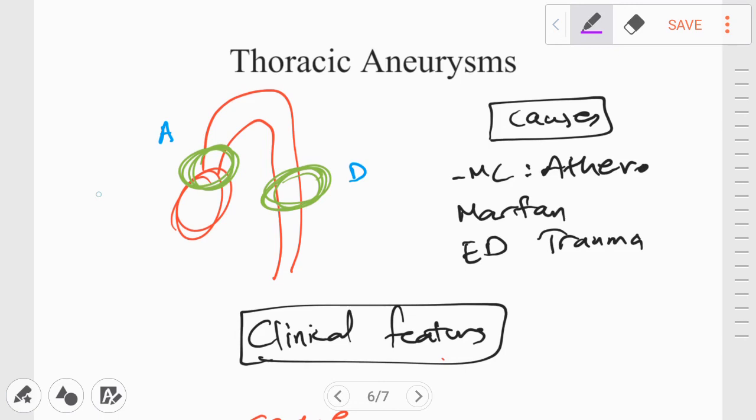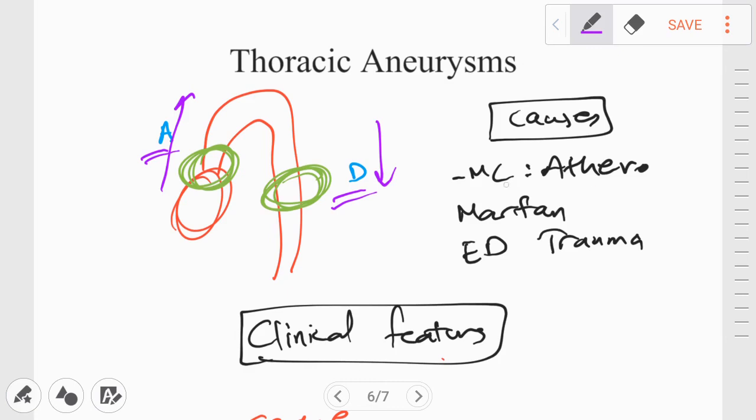Right. So the last part that we have to talk about is the thoracic aneurysms. For thoracic aneurysms, there are two types: an ascending aneurysm and a descending aneurysm. We call it an ascending aneurysm because the blood first ascends, then descends in the thorax. So these are the two types of thoracic aneurysms, and now we talk about the causes of them.